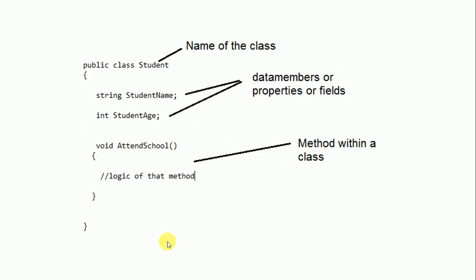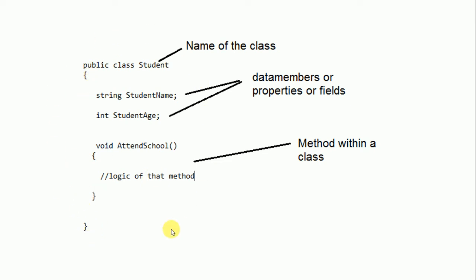So here you can see a class. Every class in C# is written like this: class, which is the keyword, followed by the name of the class. And every class, as I said, is a collection of data members and methods. These data members and methods are defined within the curly braces.